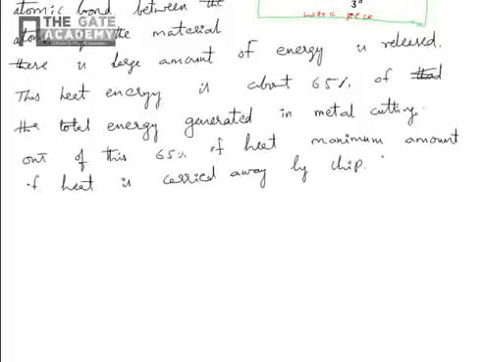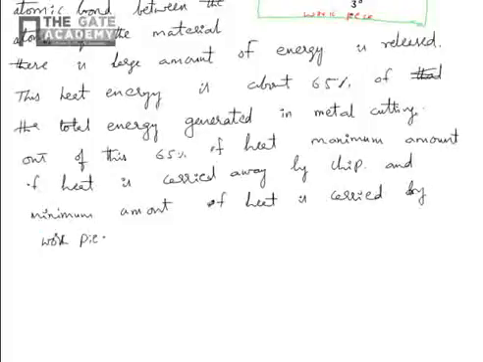So the maximum amount of heat is carried away by the chip, and a very minimum, 10% or so, is carried by the workpiece, meaning absorbed by the workpiece. So the workpiece will get heated up. That is the primary heat zone. Next one is the secondary heat zone.